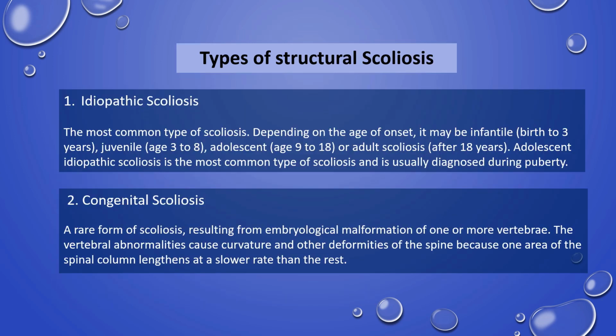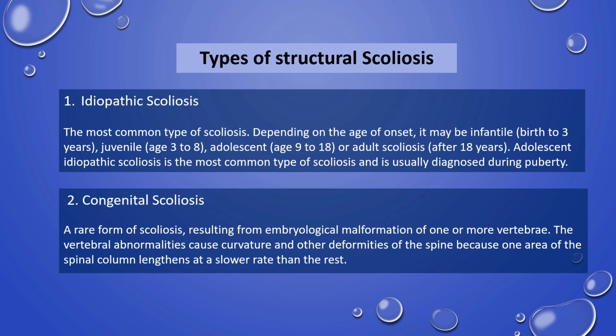Types of structural scoliosis. Idiopathic scoliosis is the most common type of scoliosis. Depending on the age of onset, it may be infantile, juvenile, adolescent, or adult scoliosis. Adolescent idiopathic scoliosis is the most common type of scoliosis and is usually diagnosed during puberty.